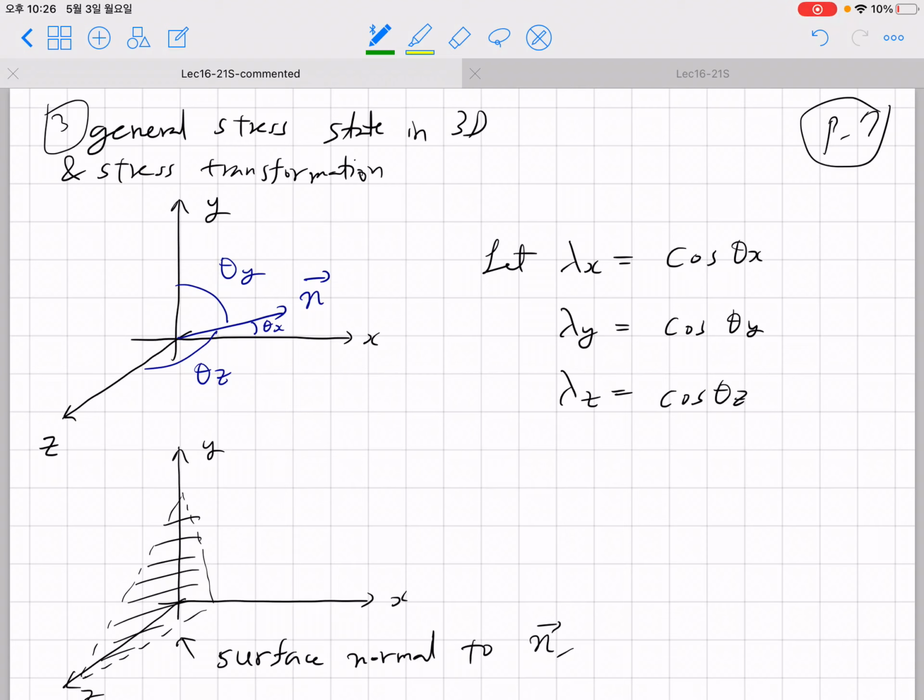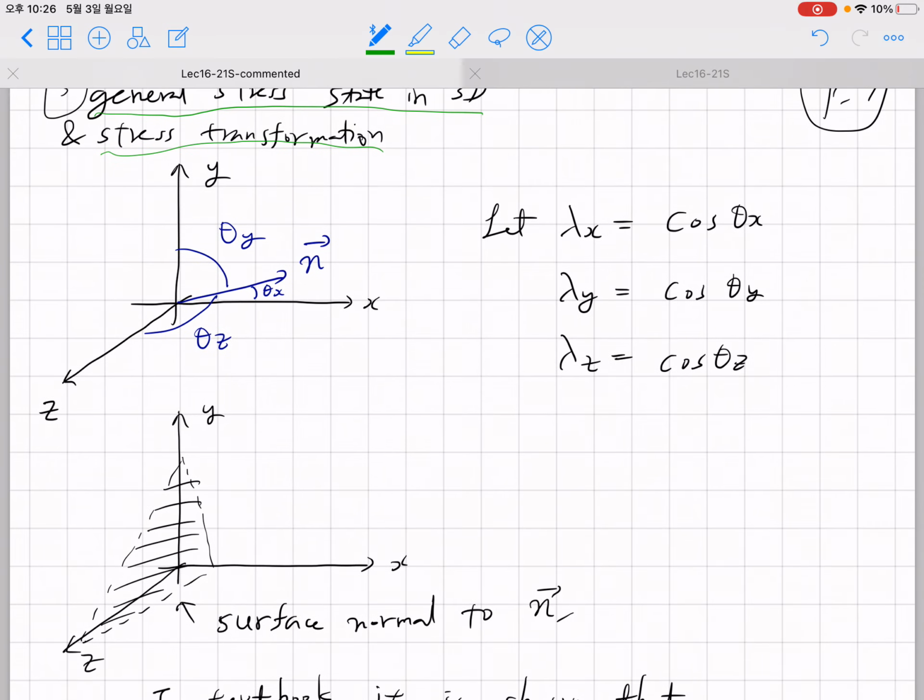As a third topic of today, I will discuss the general stress state in 3D and stress transformation in 3D. As I told you, it is out of scope of ME231 if we discuss all general stress states in 3D. We'll focus on rather special cases in 3D because it's necessary. Before talking about that special case, let me give you an overview.